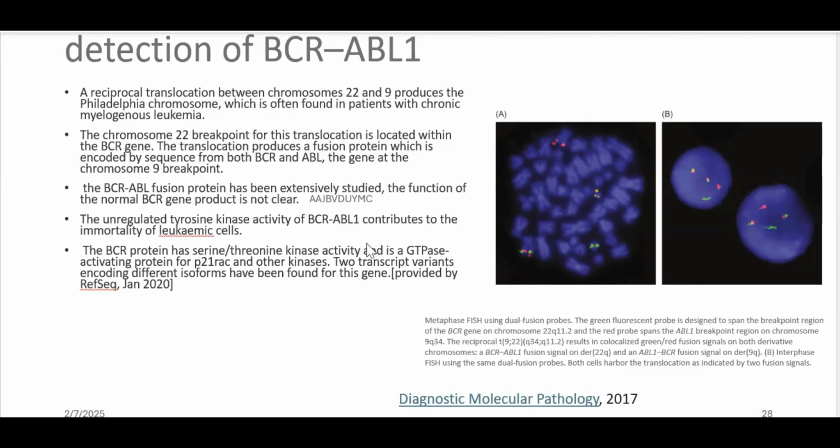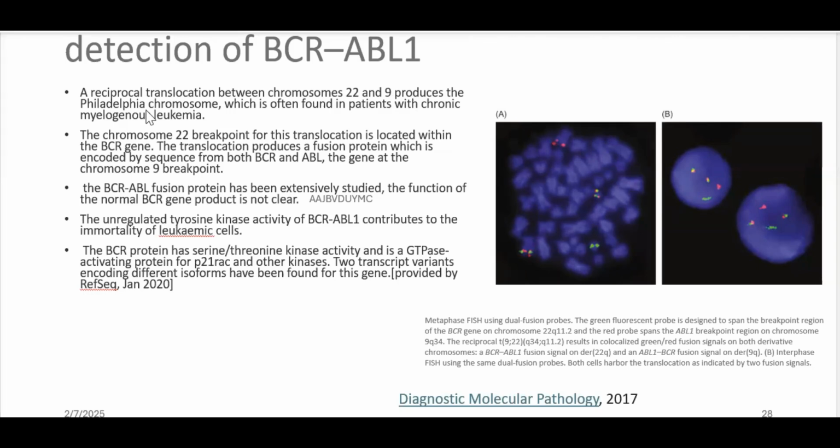So here is an example, as you can see, detection of BCR ABL1. These are the two names of particular things, the genes, right? So BCR is a gene. So we have to talk about the gene rearrangements and how they lead to particular disease condition and how you can use FISH assay for detecting it. So this is an example of BCR and ABL1.